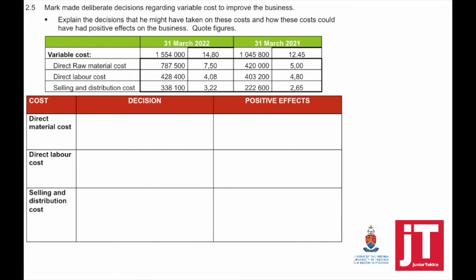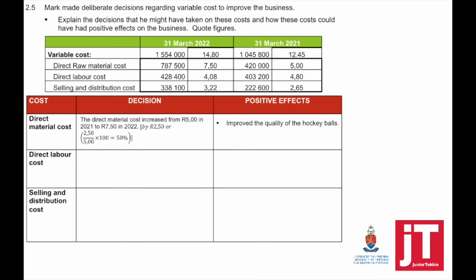Question 2.5. Mark made deliberate decisions regarding variable costs to improve the business. Explain the decisions that he might have taken on these costs and how these costs could have had a positive effect on the business, quote figure. So here we're specifically looking at what positive effect it would have on the business. If we look at direct raw materials cost, it increased. Make sure that you quote figures. It increased by R2.50. You can also use percentages.